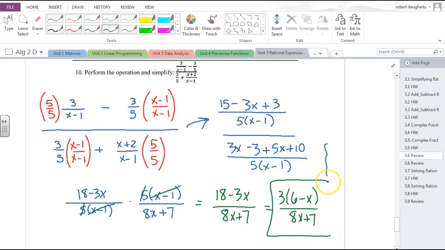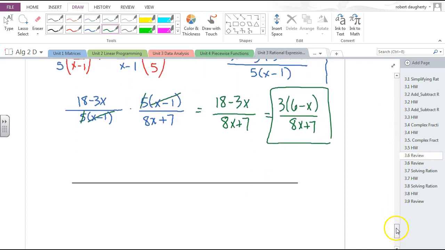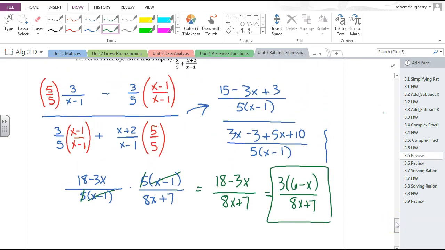So again, the big key things here are factoring, simplifying, and exponents, making sure that you're very picky with your signs, you're distributing, and finding least common multiples for adding and subtracting fractions. Okay, that's it.